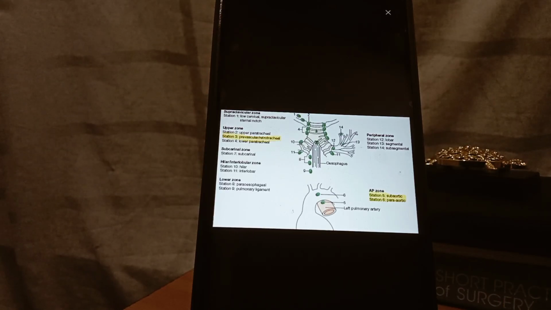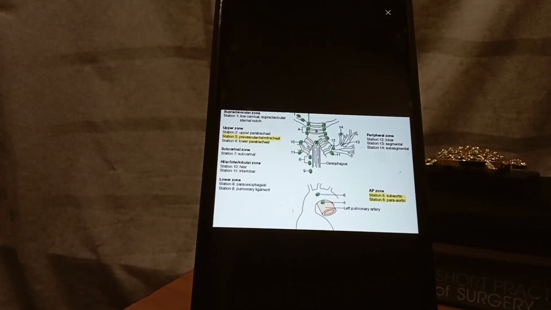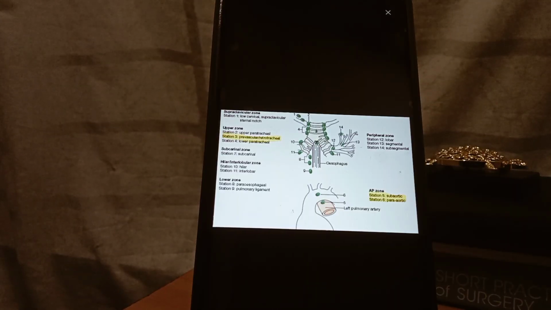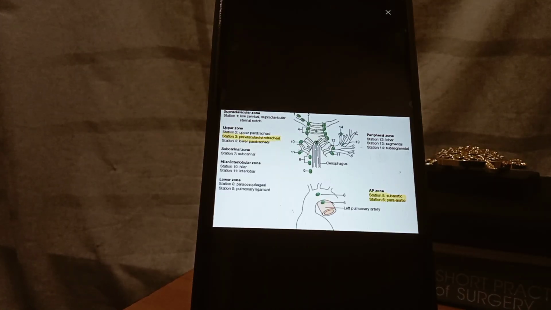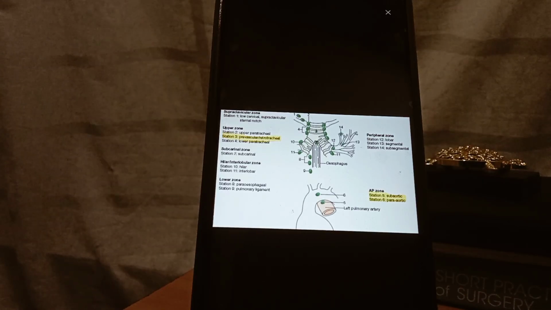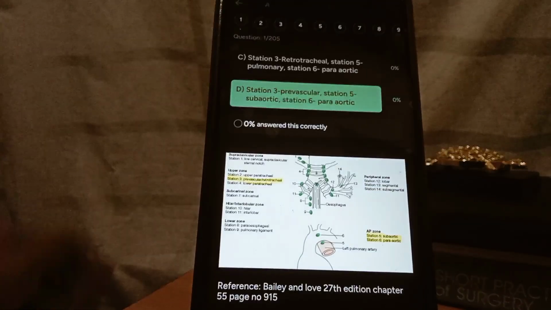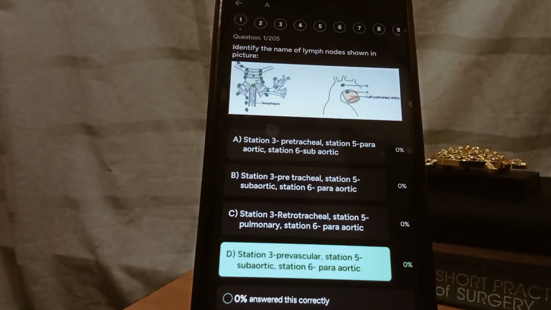Station 4 lower paratracheal. Station 5 is subaortic. Station 6 is para-aortic. Station 7 subcarinal. Station 8, this comes in lower zone, this is paraesophageal. Station 9 pulmonary ligament. Station 10 hilar. Station 11 intralobar. Station 12 lobar, this comes in peripheral zone. Station 13 segmental, and station 14 subsegmental. These are the lymph node stations.